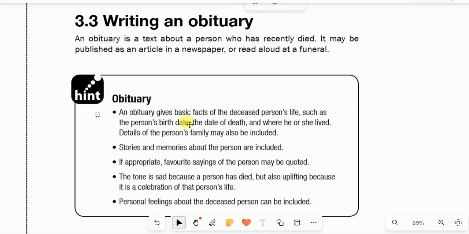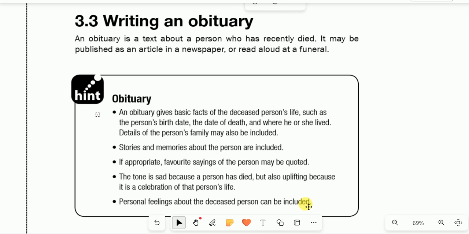Now an obituary gives basic facts of the deceased person's life, such as the person's birth date, the date of death, and where he or she has lived. Details of the person's family may also be included. Stories and memories about the person are included. If appropriate, a favorite saying of the person may be quoted. The tone is sad because a person has died, but also uplifting because it is a celebration of a person's life. And then personal feelings about the deceased person can also be included.